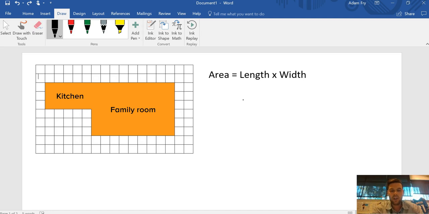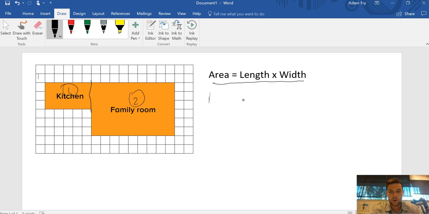Okay, so if we have a look, we know that our rule for area of a rectangle is length times width. Now, over here we've got a composite shape. We can see that it's a bit of an L shape, but really it's made up of two rectangles. So if we split this shape into two rectangles, it makes it significantly easier to work out the area of. So let's call this shape 1 and let's call this shape 2.